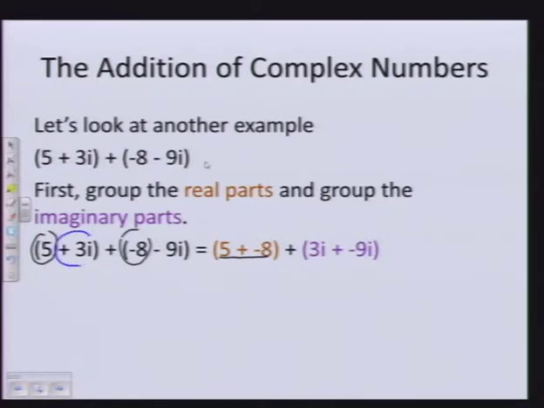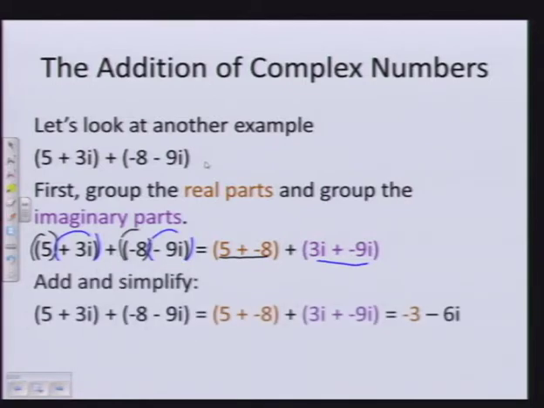So I have 3i plus -9i. And so there we have 3i plus negative 9i. Now again, notice I left the negatives in there, I put the plus and minus in there. We'll take care of that in just a moment. All right, as we're simplifying, we've now got the real parts and the imaginary parts grouped together, and now we're going to do the addition.